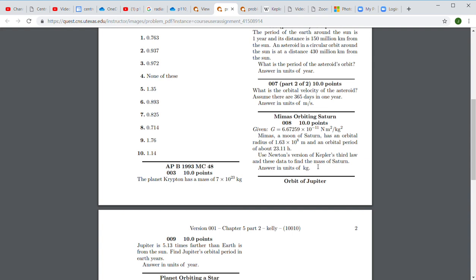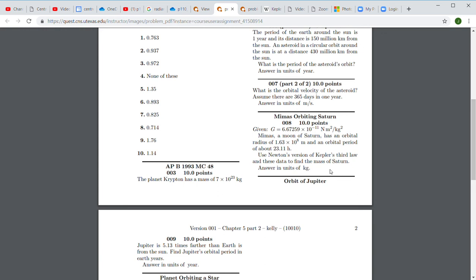Problem 8, Mimas orbiting Saturn. A moon of Saturn has an orbital radius of so many meters and a period of so many hours. Use Newton's version of Kepler's third law to find the mass of Saturn. Newton's version of Kepler's third law is just G times the mass of the orbiting object times the mass of the thing that they're orbiting divided by r squared is equal to m times v squared over r.